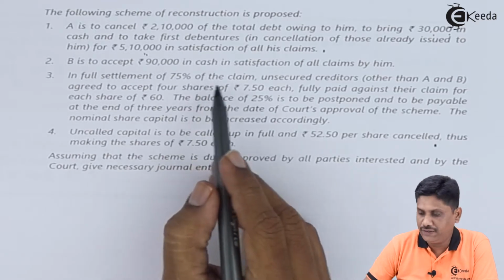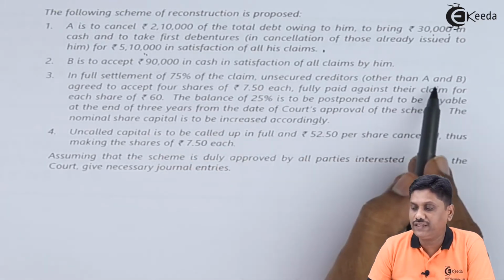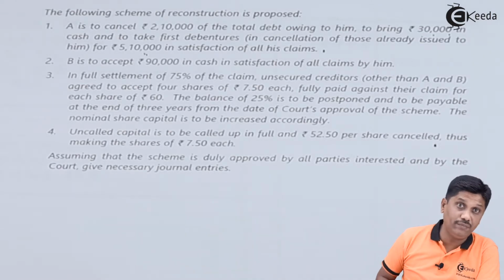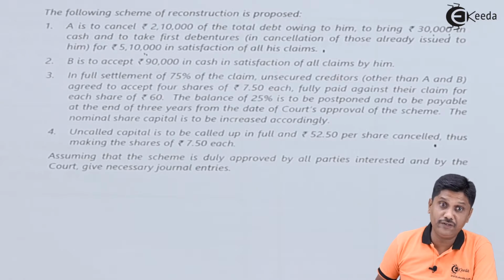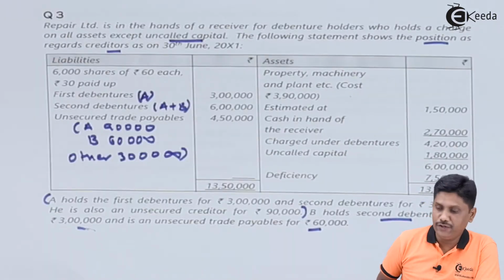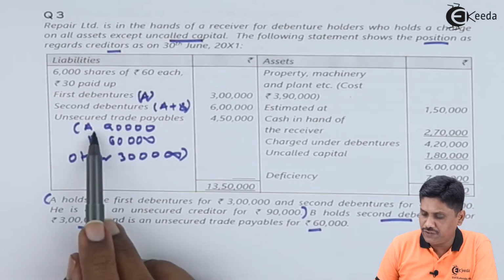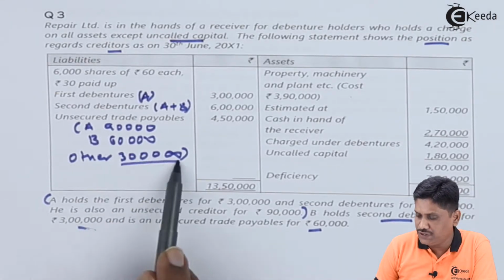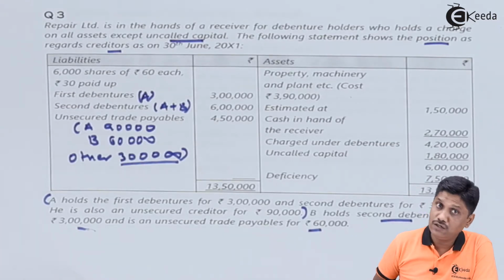In full settlement of 75% of their claim, unsecured creditors other than A and B. Let me show the balance sheet first to you. Earlier they have mentioned it. Friends, you can notice here unsecured trade payable, which is unsecured creditors, include A, B and others. Others' due is 3 lakhs. I am talking about this now. Let us go back to the statements now.